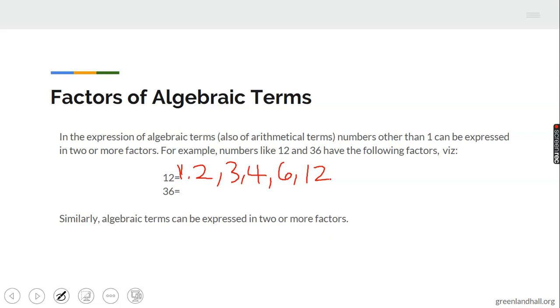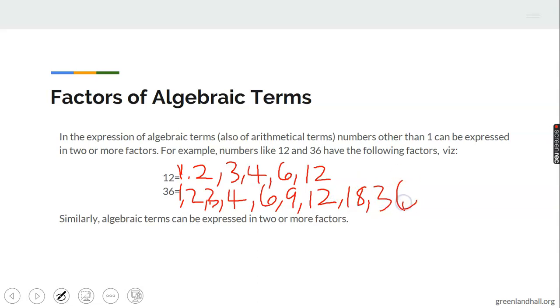Now let's look at the factors of 36. We have 1, 2, 3, 4, 6, 9, 12, 18, and 36. Because all numbers are factors of themselves.